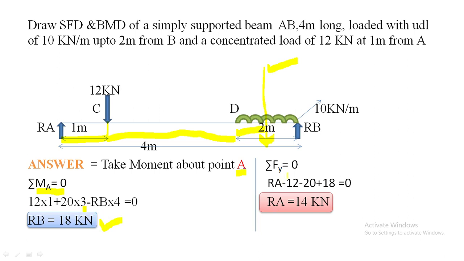Second step is summation Fy is equal to 0. For summation Fy, consider vertical forces. If forces are going in upward direction, consider the plus sign. If forces are going in downward direction, then consider the minus sign. So RA, which is going in upward direction, so consider plus. 12, which is going in downward direction, consider minus. This point load is also going in downward direction, so consider minus. And RB is going in upward direction, so consider plus. So plus RA minus 12 minus 20 plus RB. The RB value is plus 18. So after calculating, we got the answer of RA is equal to 14 kilonewton. So this is about the calculation of RA and RB.